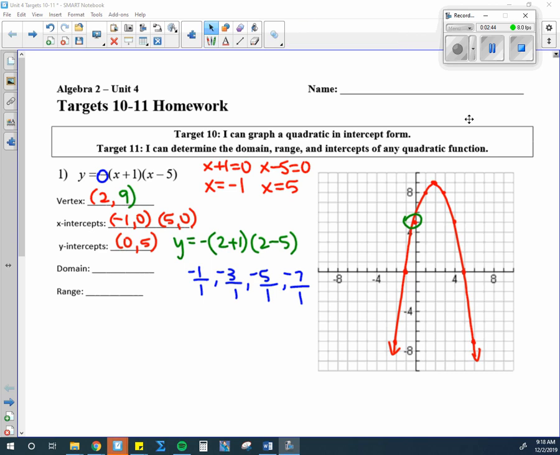So for domain and range, our graph spans all x values, so our domain is all real numbers. And our range will go from the bottom all the way up to the y value of my vertex, which is at 9. So 9 is the highest value I can have, and I go down from there. So it's going to be y is less than or equal to 9. Or if you write it in interval notation, that would be negative infinity to 9 with a bracket.